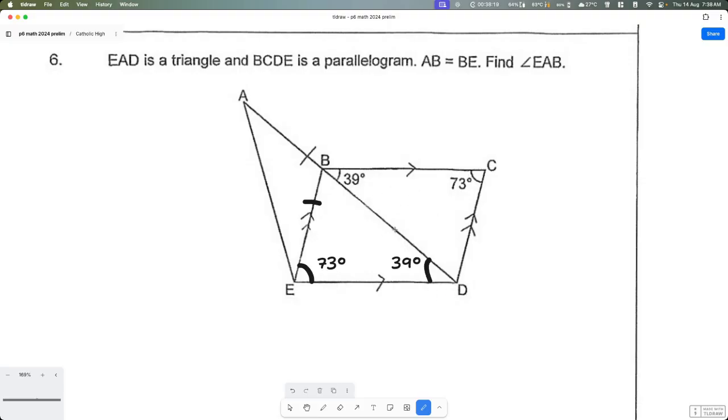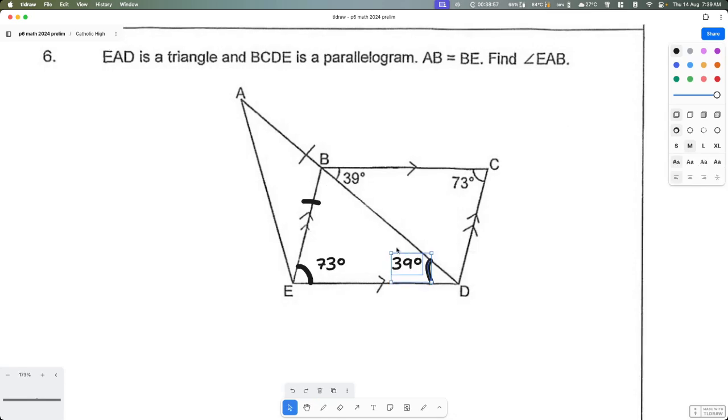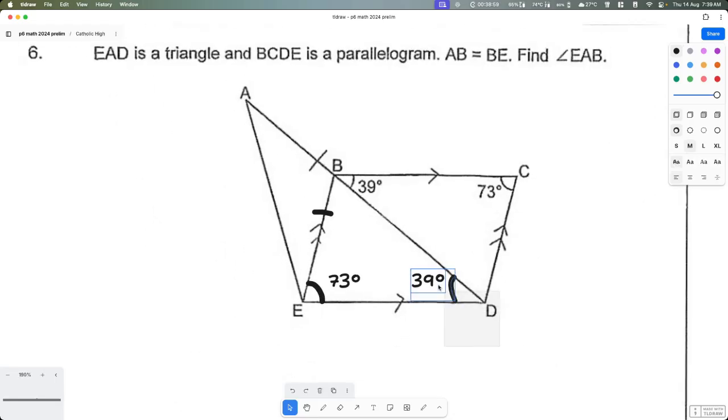So if you can get this angle over here, then we can get this angle. Then we divide the angle by 2 and we can get this angle EAB. That is what we need to do. Over here, I think we can just leave the 39 as is.